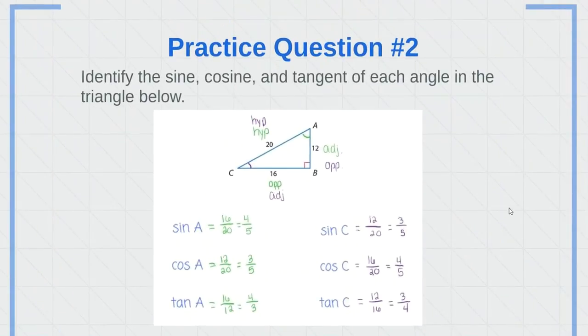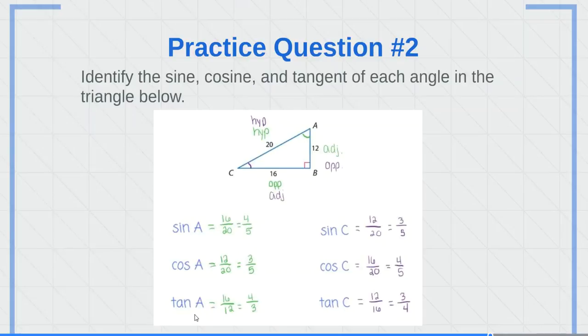In this second practice question, we have two different angles that we want to identify the sine, cosine, and tangent of. It's important to note that the hypotenuse stays the same depending on which angle you're looking at, but opposite and adjacent depend on which angle you're looking at. I've placed the green sides in relationship to angle A and the purple sides in relationship to angle C.